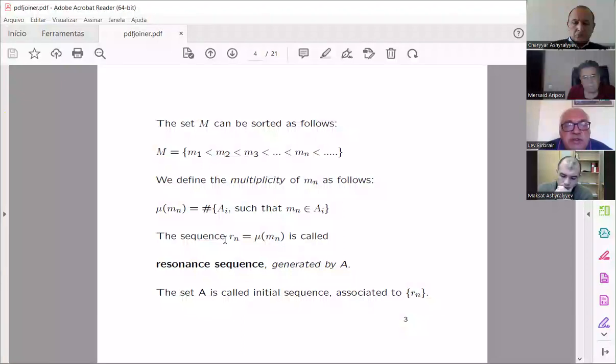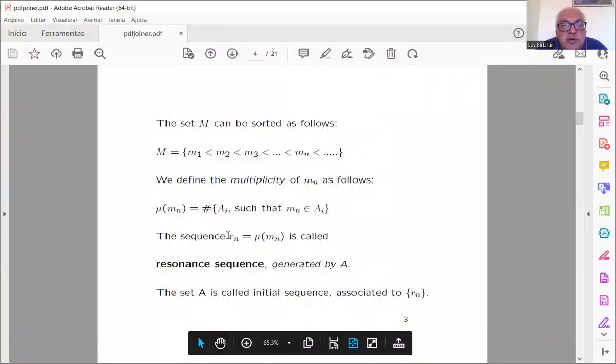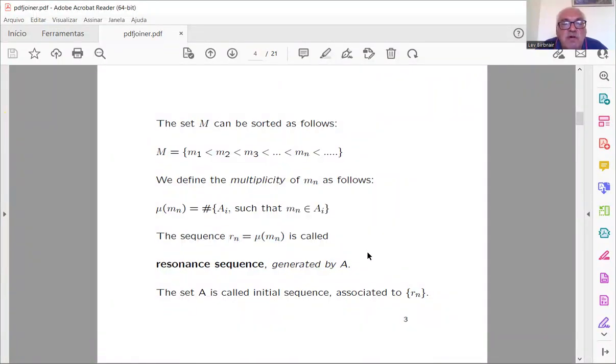So we take the set M as the union of these sequences, and we consider only the multiplicities of the elements over there, right? And then this sequence of multiplicities is called the resonance sequence generated by A. And then the set A is called the initial sequence associated to the resonance sequence. Is it clear? Okay.